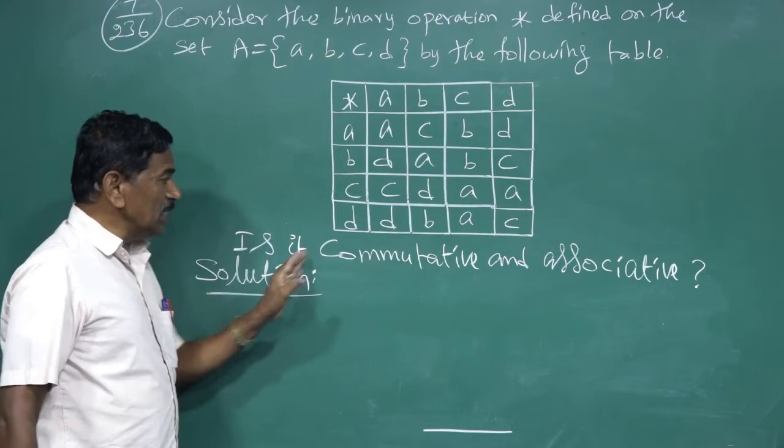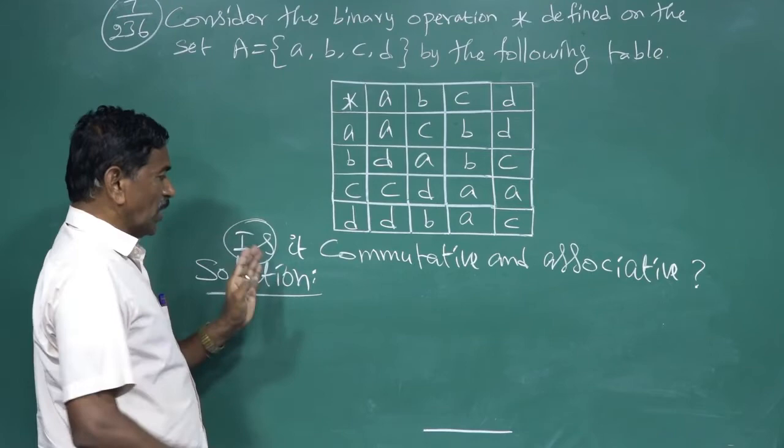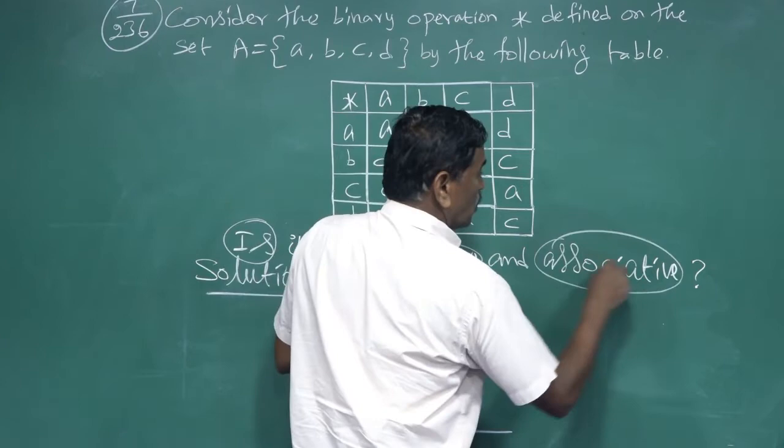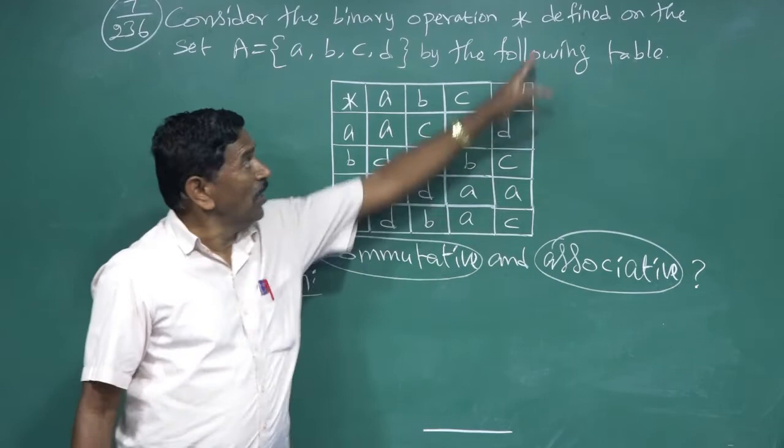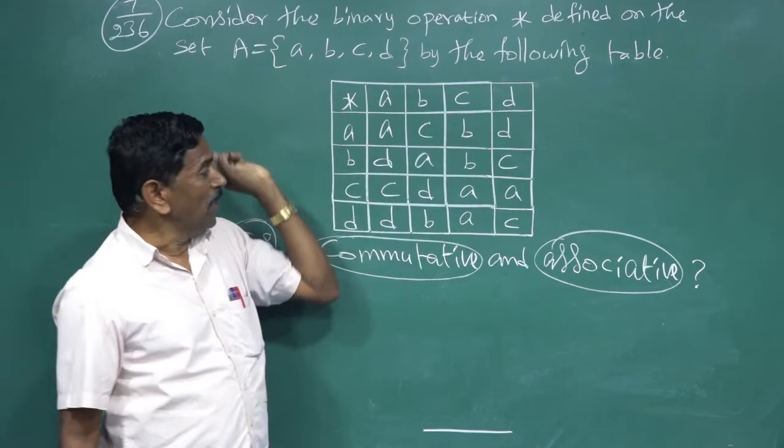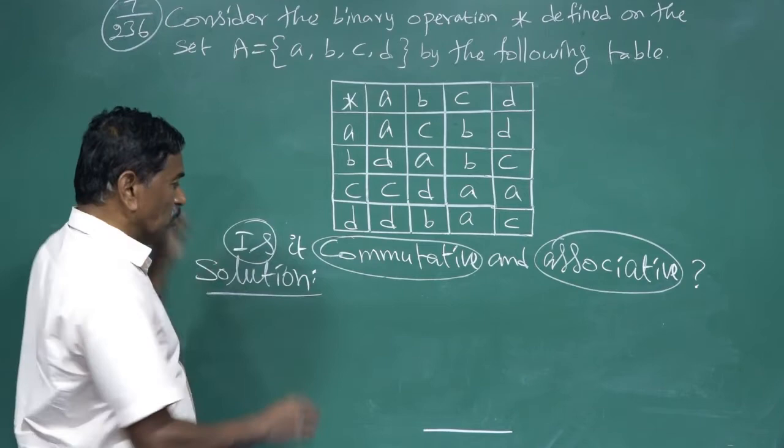The question is: is it commutative and associative? It is a yes or no type question. We want to use this table to check whether star is commutative or not, and whether star is associative or not. Now listen, what is commutative? A star b equals b star a. That is commutative.